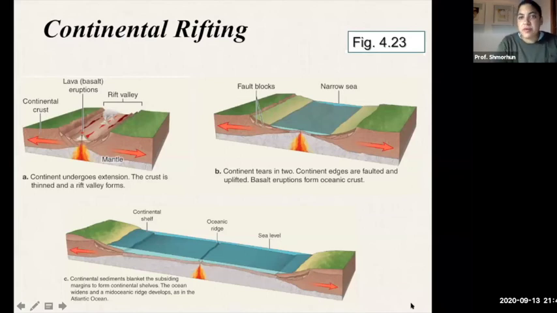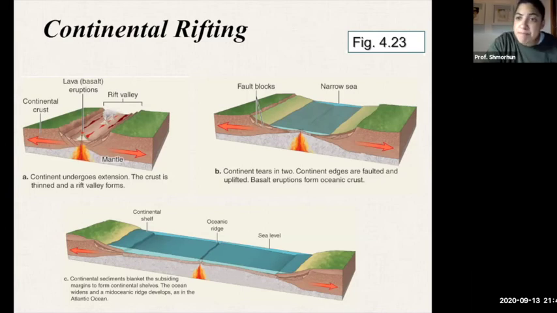The next type of divergence that we have is continental rifting, and that is when you pull two continents apart. As you're pulling the two continents apart, the continents undergo extension, which means that they're just extending away from one another. Where that continent is extending, and thus you have this rifting, this area of breaking, that crust is slowly thinning through time, and you get a rift valley that forms.